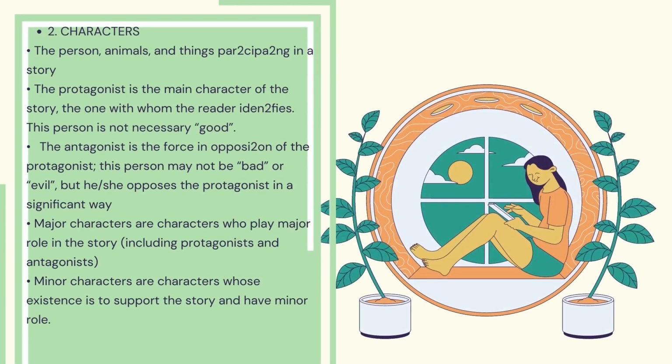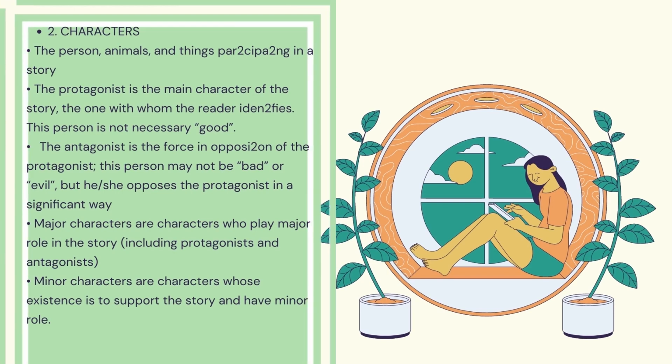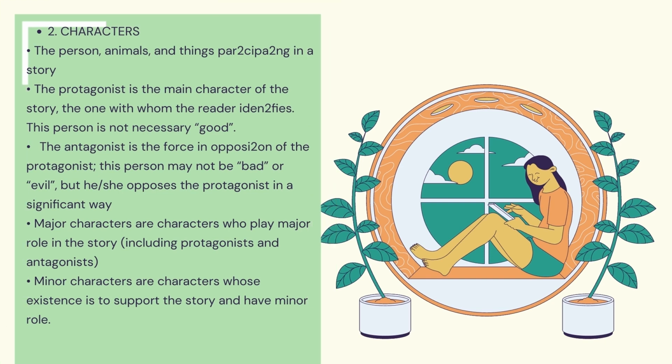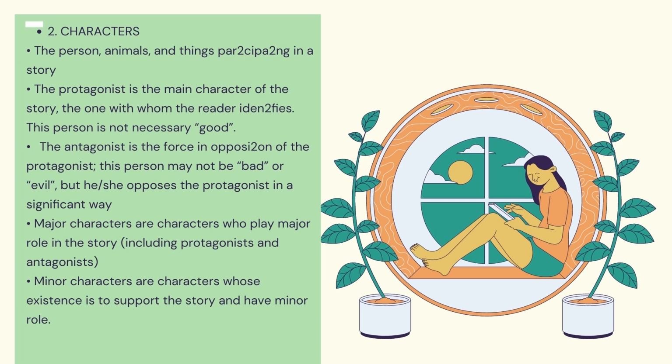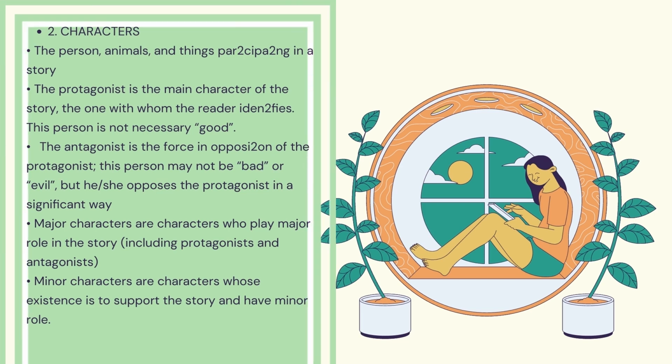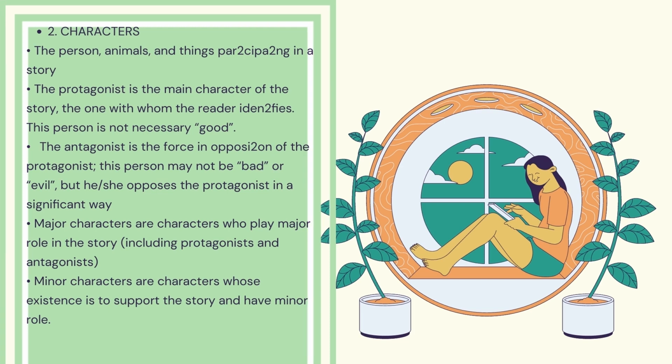Characters: the people, animals, and things participating in a story. The protagonist is the main character of the story, the one with whom the reader identifies. This person is not necessarily good. The antagonist is the force in opposition to the protagonist. This person may not be bad or evil, but she opposes the protagonist in a significant way.